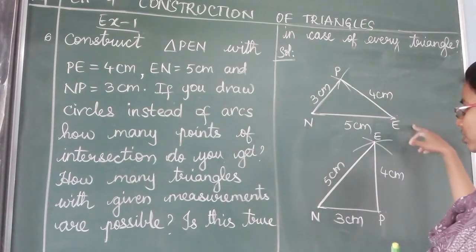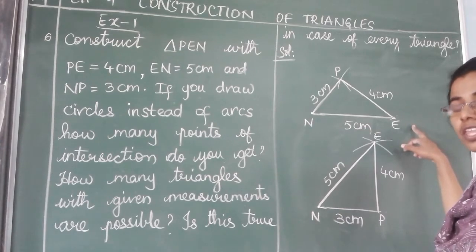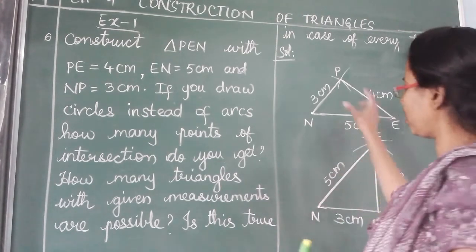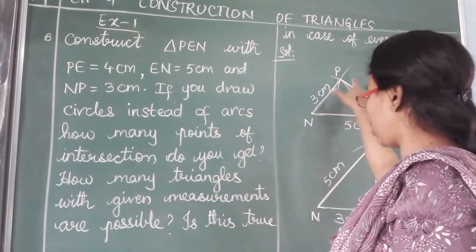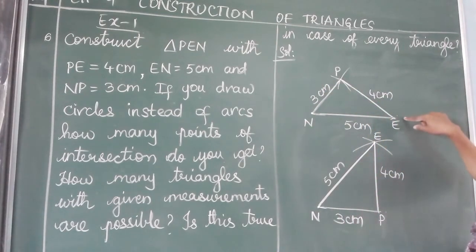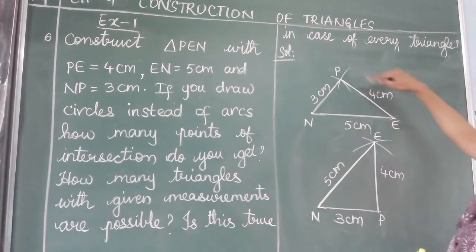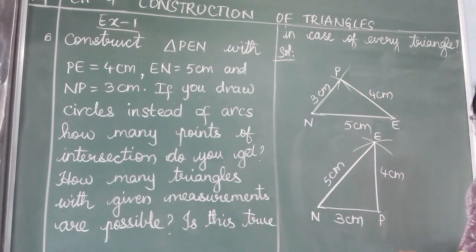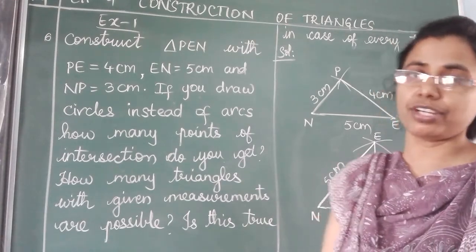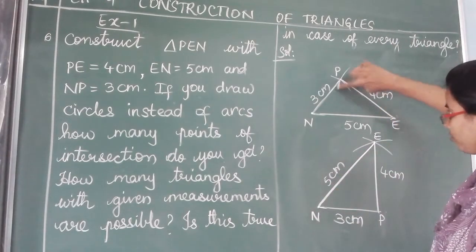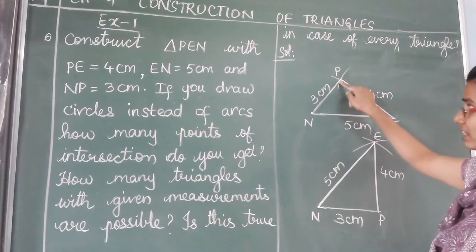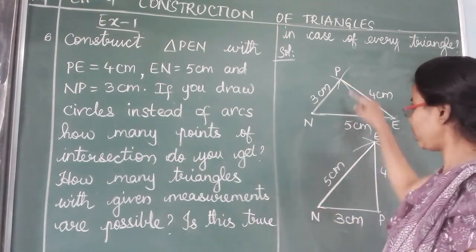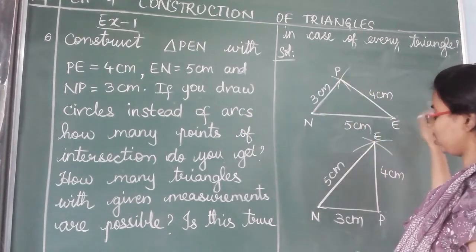So after drawing the line segment, what did we do? We have taken the compass, measured 3 centimeters, then with N as center, cut an arc, and then from P to E, you know that it is 4 centimeters. So use your scale, measure 4 centimeters and then cut the first arc. So you get the intersecting point which is P. Then what did we do? The last step is join these two.